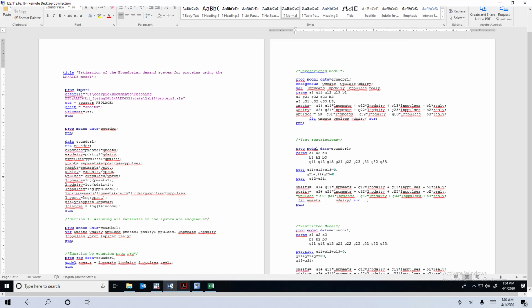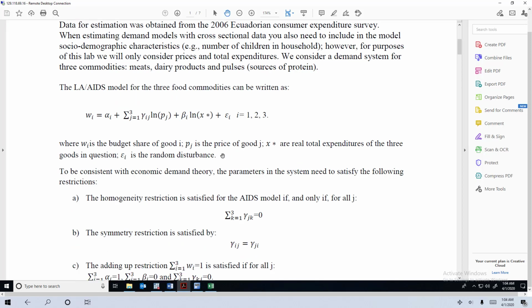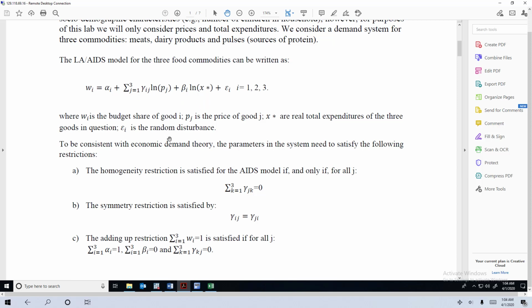So going back to the system that we want to estimate, I already described it to you. Now, to be consistent with demand theory, the parameters in this demand system need to satisfy certain restrictions. The first one is the homogeneity restriction. Just a reminder for those that have studied economics, basically the homogeneity restriction says that if all prices and income are increased by the same proportion, the demand will not change.